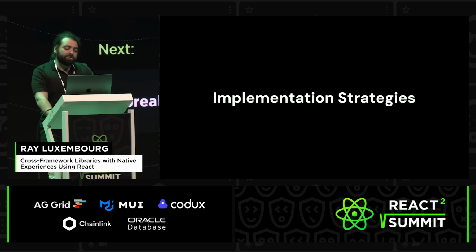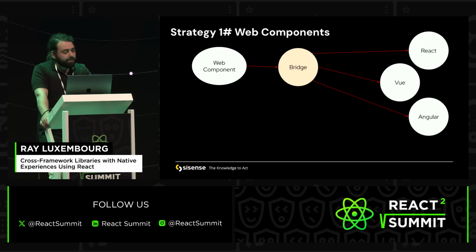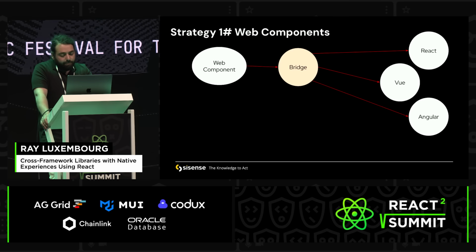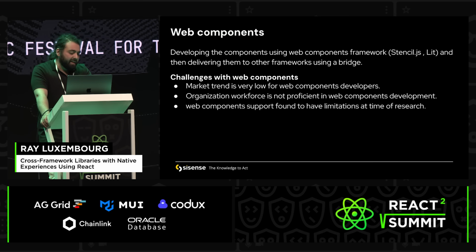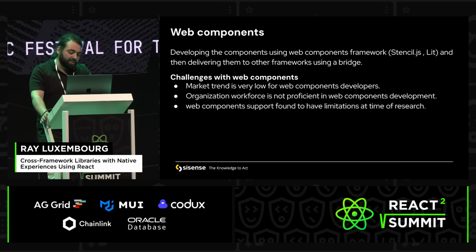So our implementation strategies: when I joined this effort, we had a POC with web components first. We built the web components using Lit Element, and we tried Stencil. And then we figured out we need a bridge to create the native experience, to make sure it's robust and scalable, in order to reach those frameworks. And web components is not that strong in the workforce environment, and our organization is not that proficient in web components development. And we found out that web components had some limitations at the time of research. So clearly, it was an option, but it was not as robust as we hoped it would be.